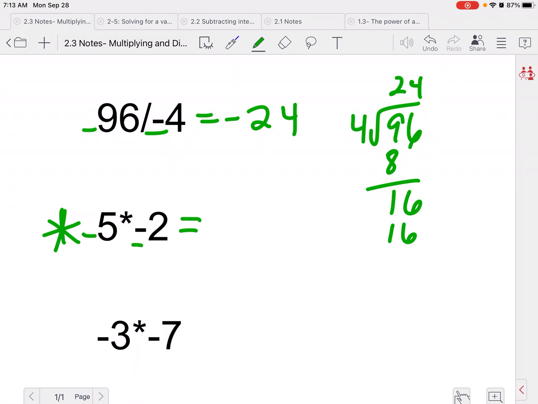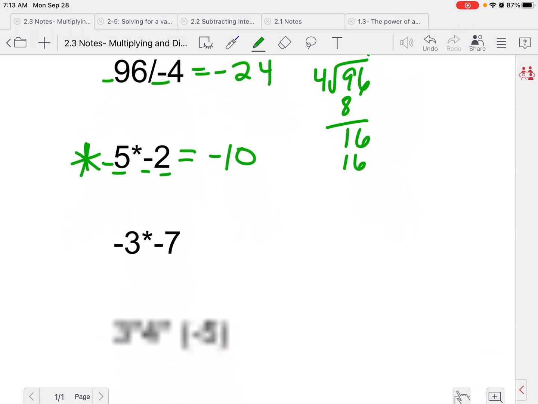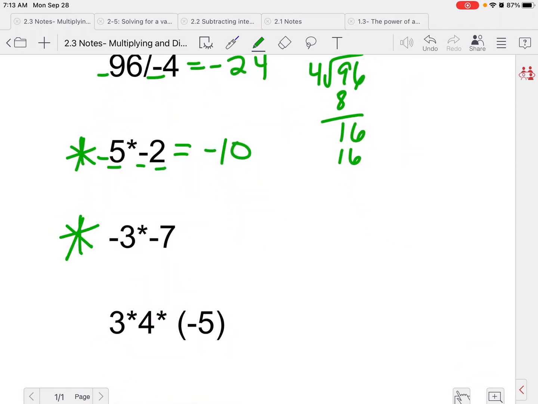So I know a positive times a negative is negative, and then 5 times 2 is 10, so my answer is negative 10. Go ahead and try this one now. So I would have 3 times 7 is 21. And a negative times a negative is positive, so it'd be positive 21. Now, some of you might find it helpful to write that plus sign in front. That's fine, but you do not have to. Regular 21 is fine. Okay.